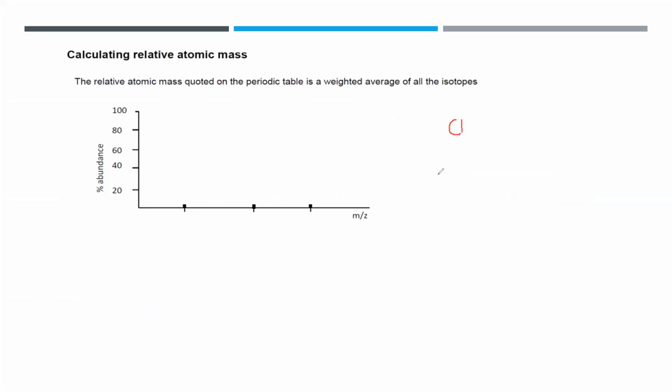Chlorine's atomic number is 17 and atomic mass is 35. This is one isotope. Then there's another isotope of chlorine, which has atomic number 17 but atomic mass 37. Chlorine is a group 7 element, and group 7 non-metals exist as diatomic molecules. So what are the possibilities?